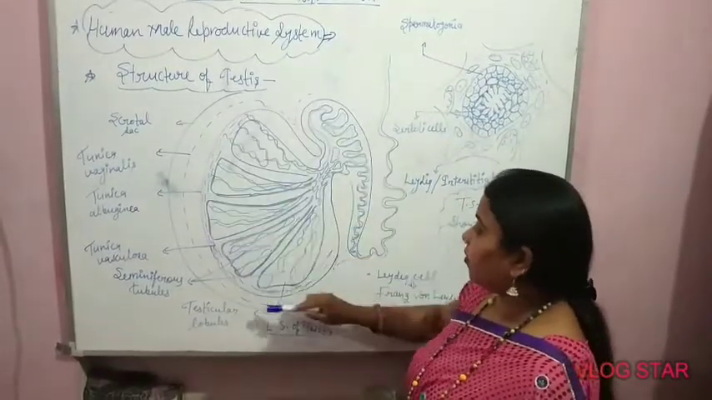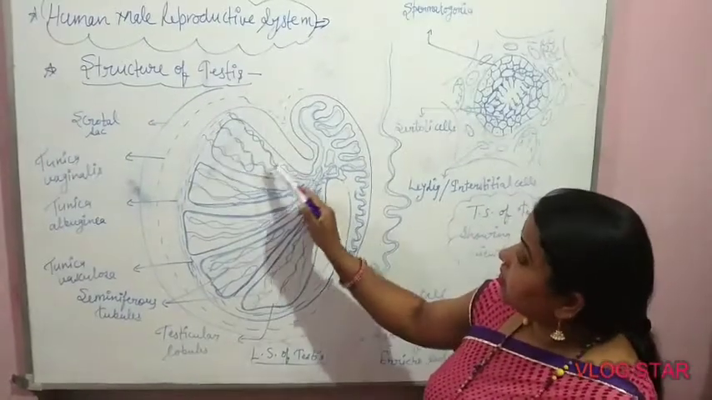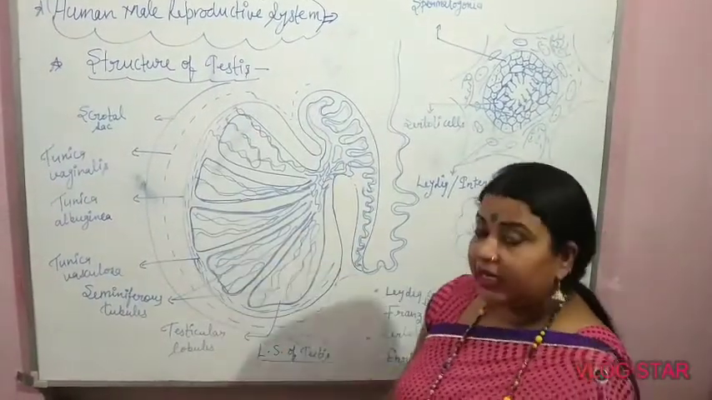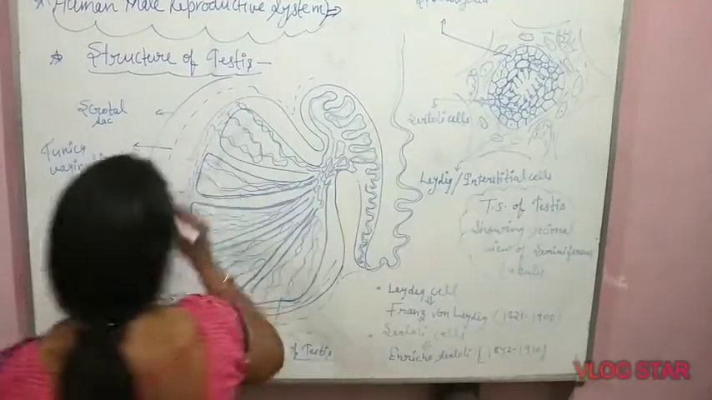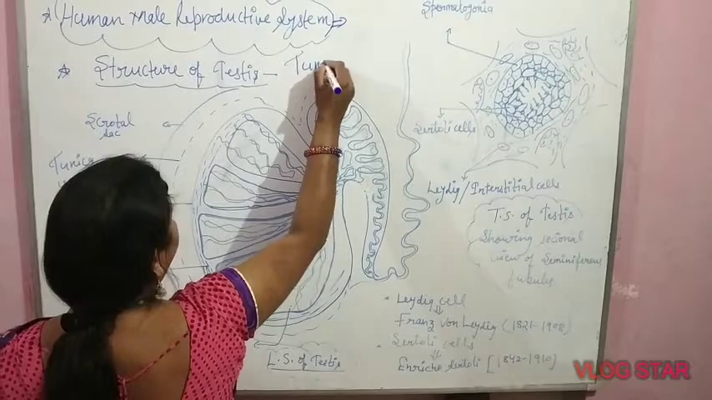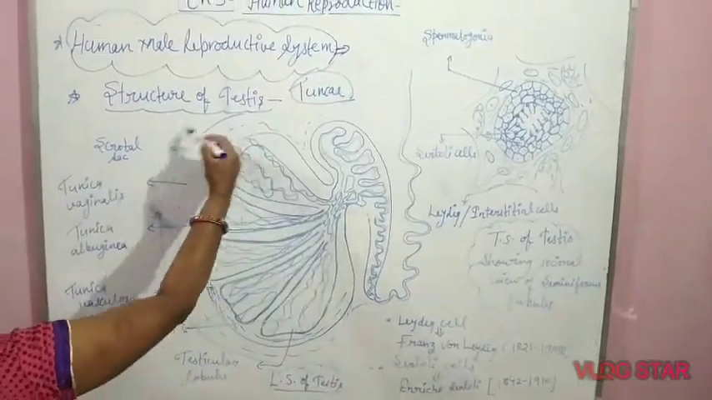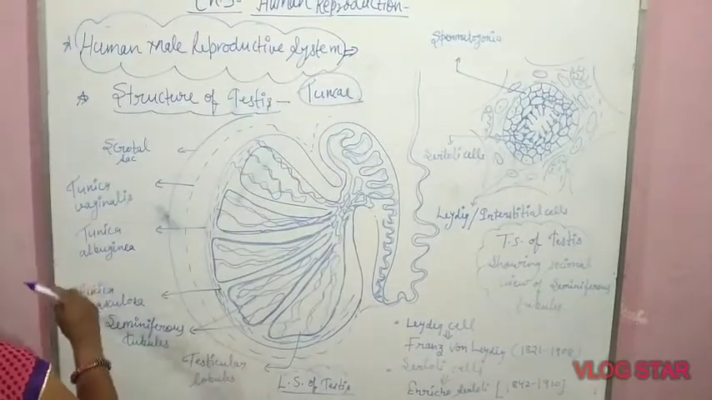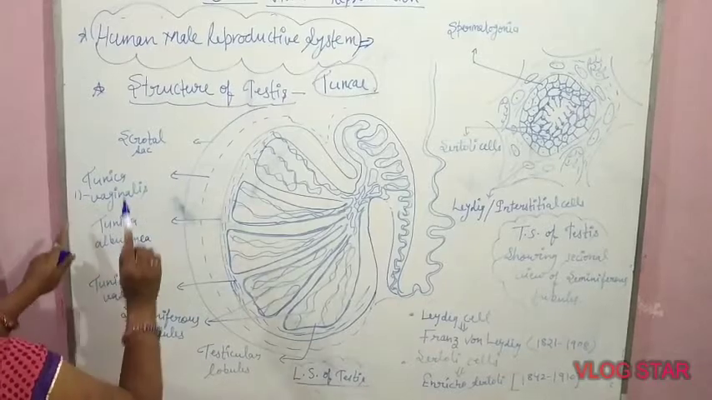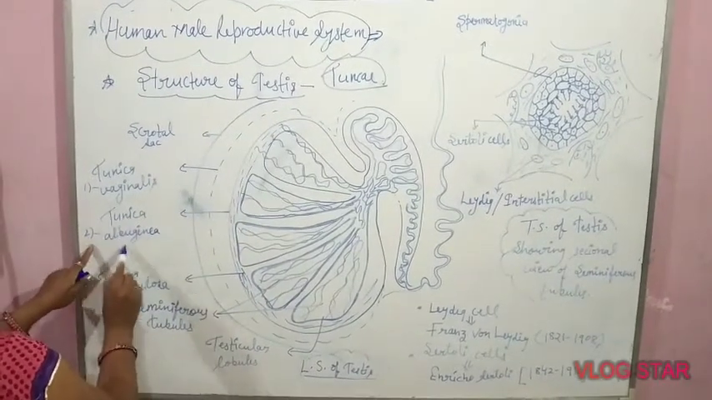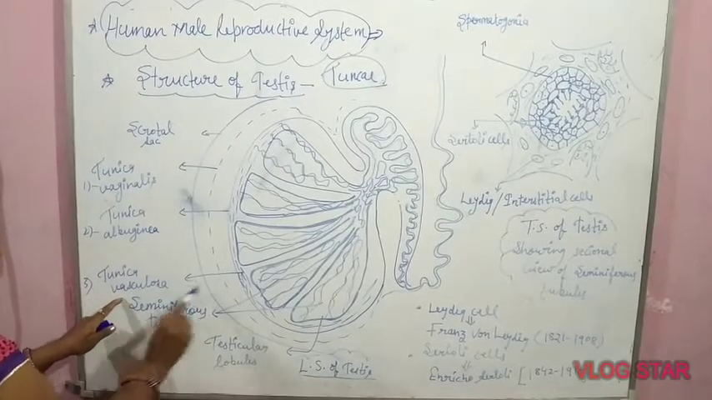The testis is situated in the abdominal cavity. We already discussed this earlier. The testis is surrounded by coverings, mainly three coverings. These coverings are collectively called the tunicae. The testis is surrounded by three covers, and these three coverings are: first, the tunica vaginalis; second, the tunica albuginea; and third, the tunica vasculosa.